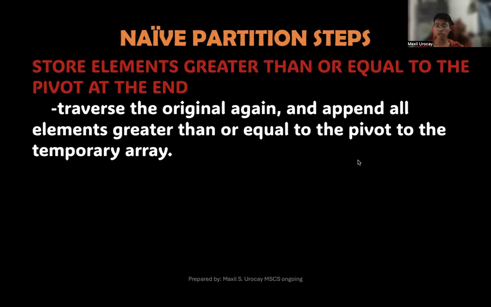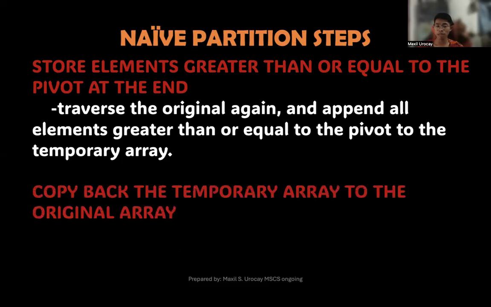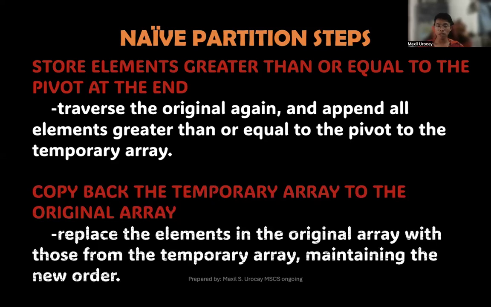So traverse the original again and append all elements greater than or equal to the pivot to the temporary array. If this is vague for you, you can definitely watch the videos for how we were able to do it in an application already. Then you have to copy the temporary array back to the original array. Replace all the elements in the original array with those from the temporary array, maintaining the new order. So that's how you will do it recursively.